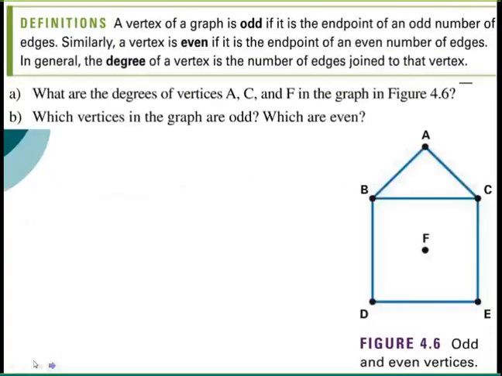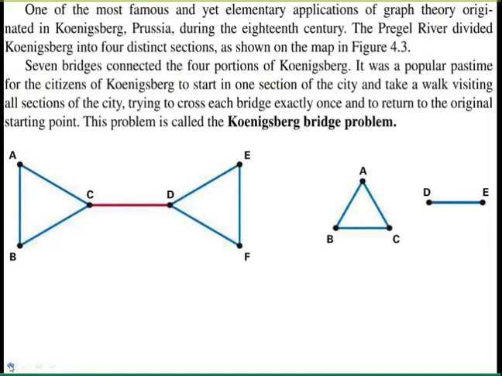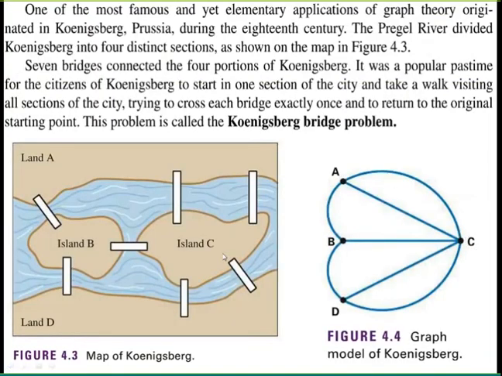So that being said, let's go back to the Königsberg Bridge problem. Notice the C represents the island C, and notice how many routes there are off the island: 1, 2, 3, 4, 5. There are 5 bridges off of this C.